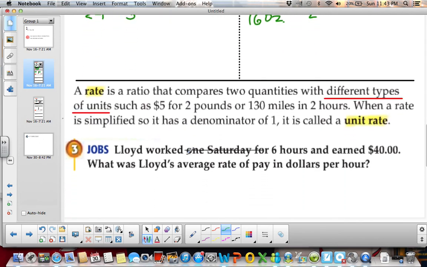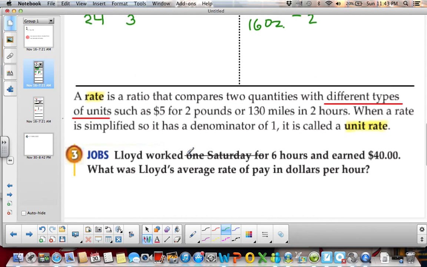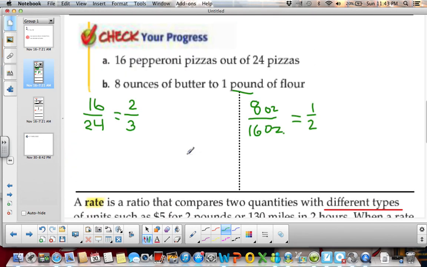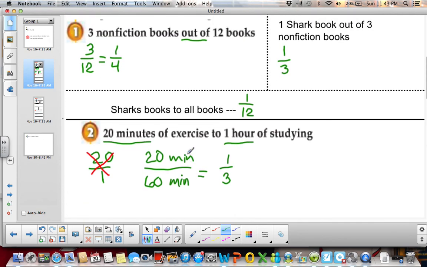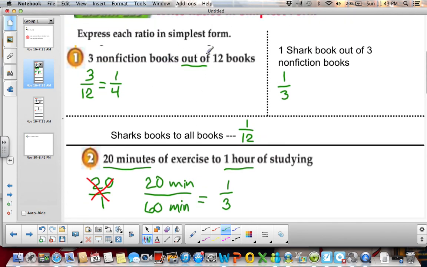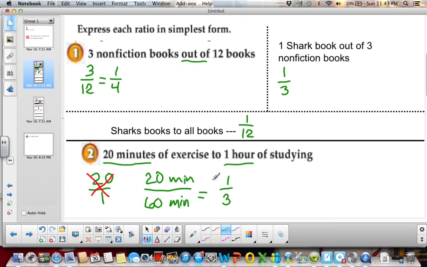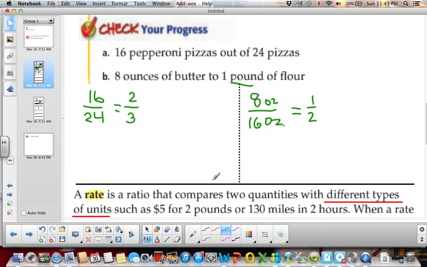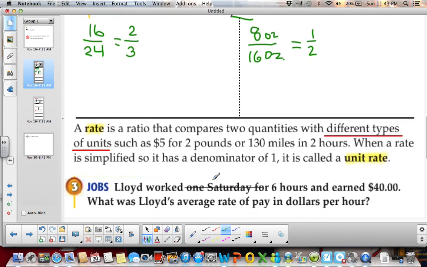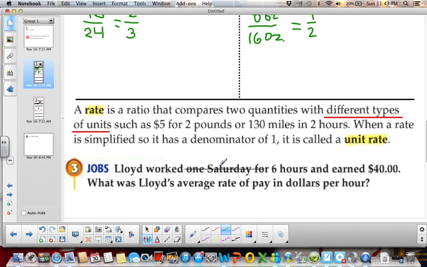Okay, so a rate is a ratio, but it's comparing quantities with different types of units. So ratios, if you notice, are comparing the same units: books to books, minutes to minutes, pizzas to pizzas, ounces to ounces. Okay, so a rate is comparing, for example, if it's $5 for 2 pounds, it's comparing money to weight. $5 for 2 pounds.